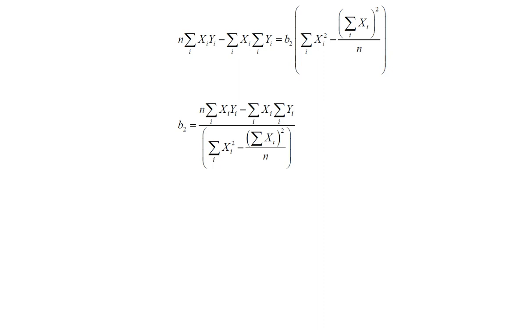In the next lecture we will discuss a solved question with the help of these formulas.